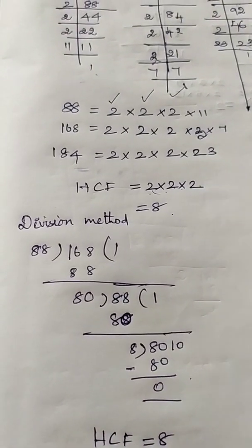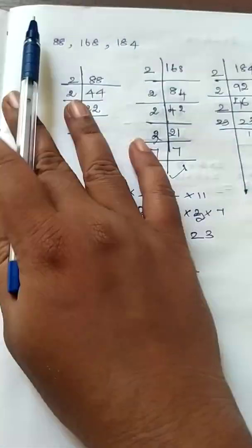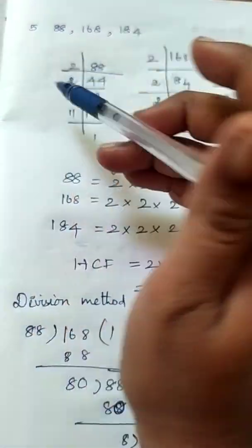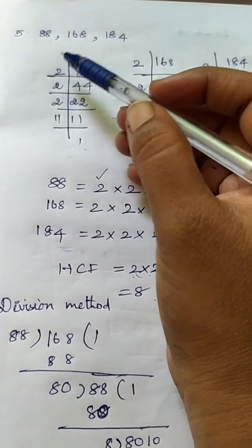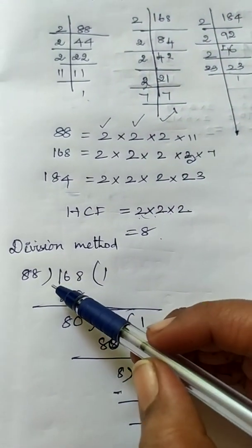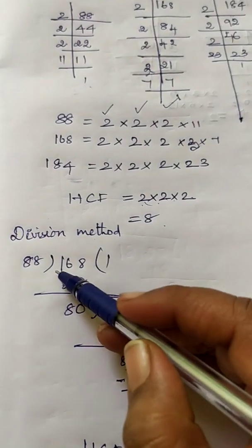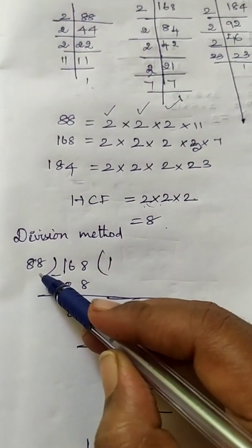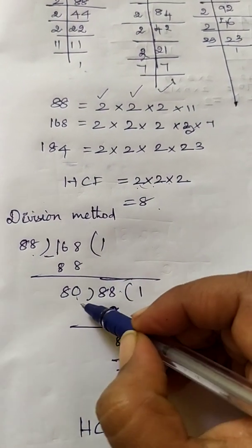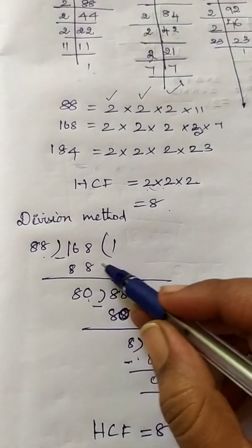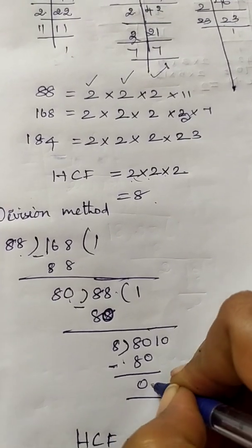Now we are going to do it by the division method and check the answer. When you compare the first two numbers in the question, 88 and 168, 88 is the smaller number, so selecting 88 as the divisor and 168 as the dividend. One time, 168 minus 88 gives 80. 88 is the bigger number, so writing it in the dividend place, 180 is 80, subtracting, you get 8. Bringing 80 to the dividend, 10 8s are 80. So you got the remainder as 0.